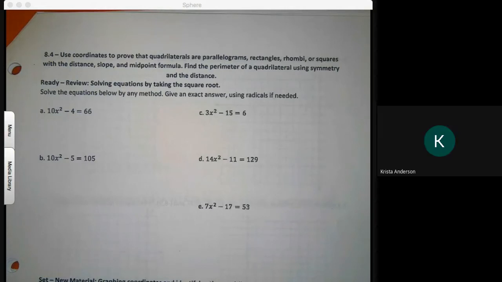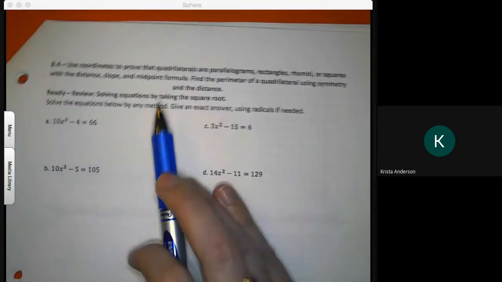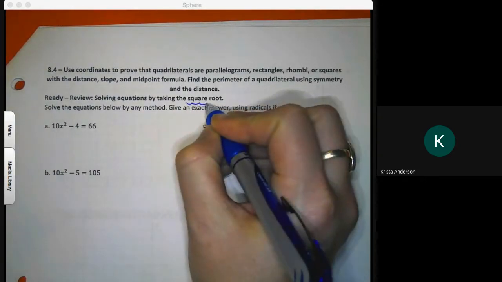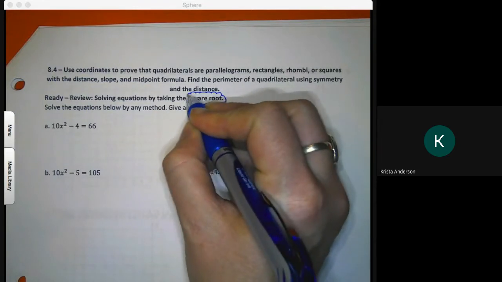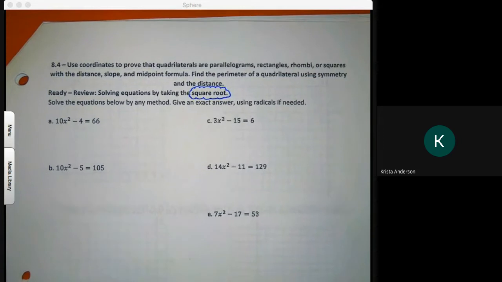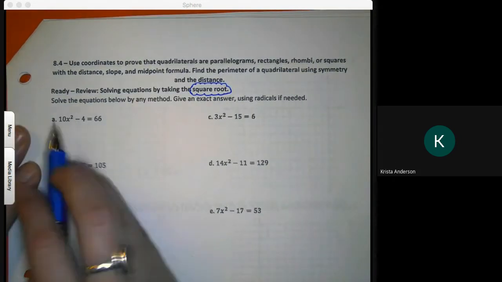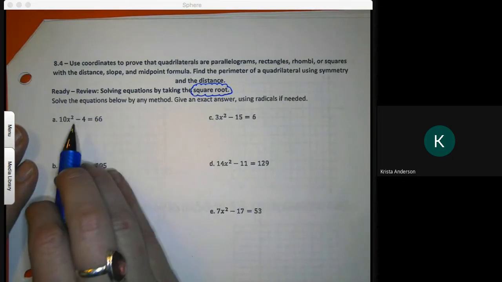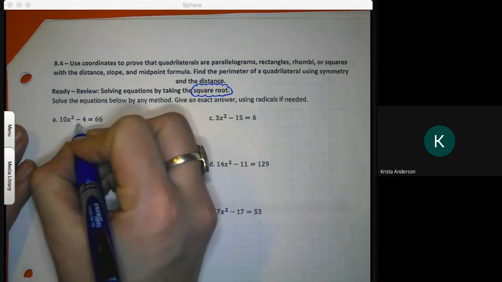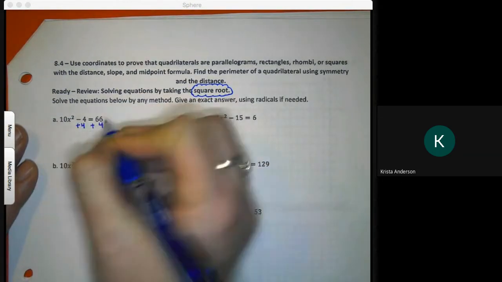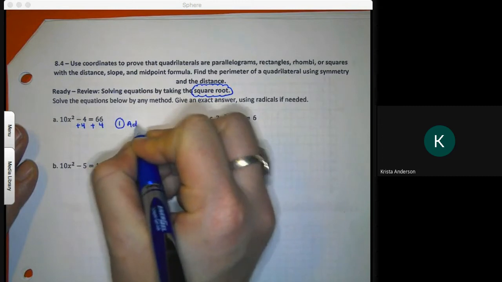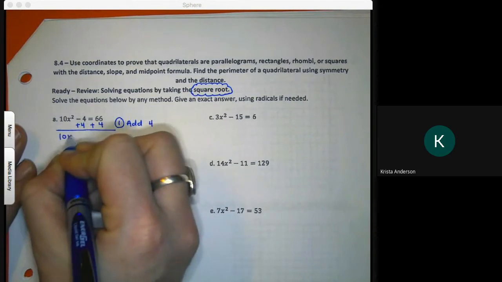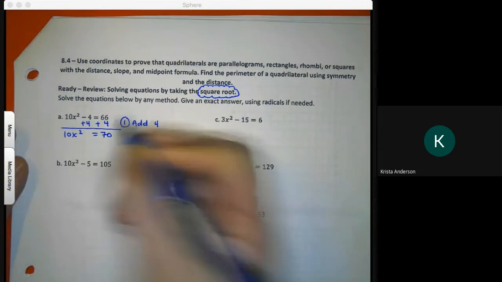Okay, for the first section, we are going over solving equations by taking the square root. As a hint, you will be taking the square root at the very end. On question A, my first step, I want to get this x squared alone so I can square root it. I'm going to add the 4 over, which would give me 10x squared equals 70.